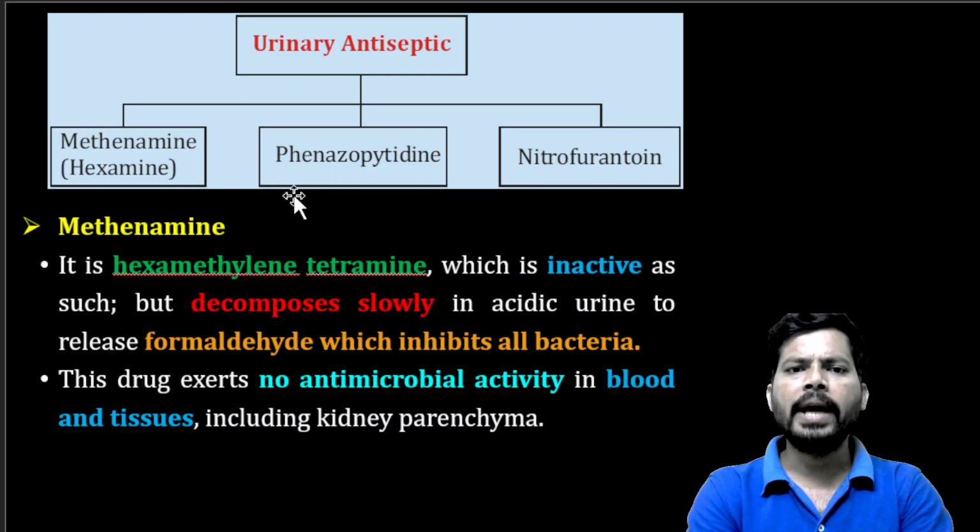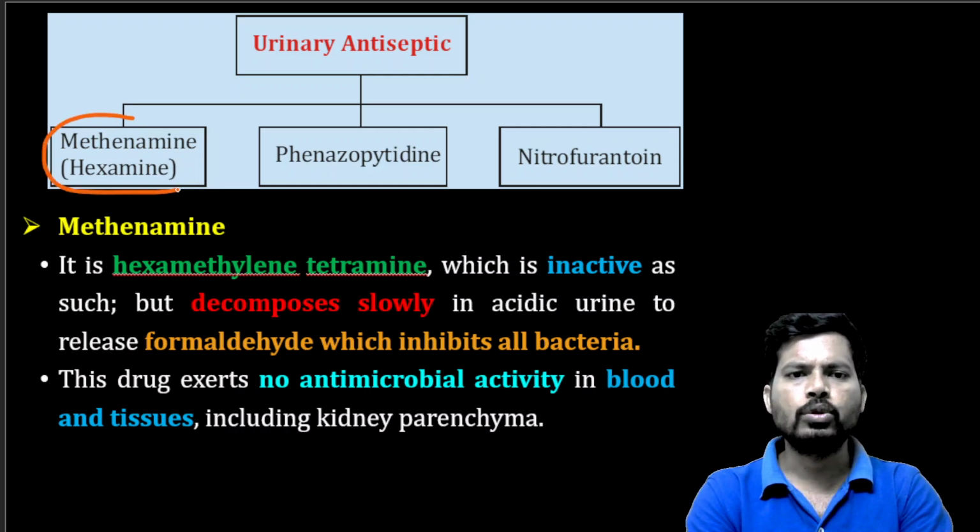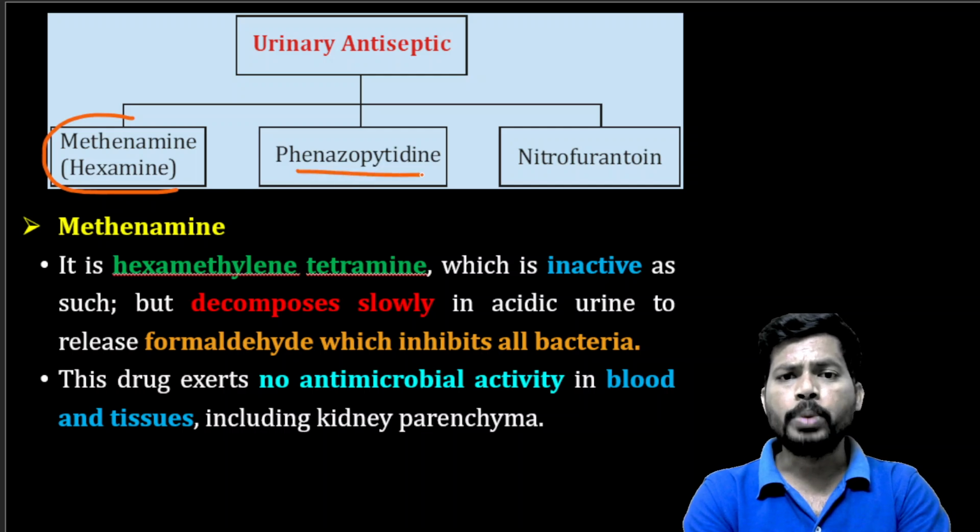Here there are mainly three urinary antiseptic drugs that I mentioned. The examples are methenamine, also known as hexamine chemically, phenazopyridine, not pyridine, there is a spelling mistake, that is phenazopyridine, and nitrofurantoin. First we will discuss methenamine.